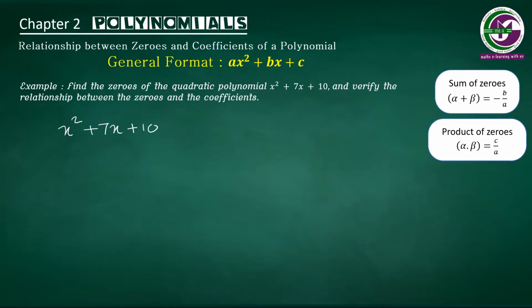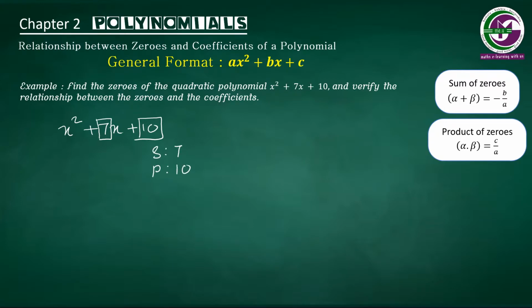So there are different methods to find the zeros. After completing the lesson quadratic equation, you can use the quadratic formula also to find the zeros of the quadratic polynomial. So here I'm using the splitting middle term method. So for that one, I'll take the middle term and the last term, the constant term. Okay. So here the middle term will be taken as the sum of the two numbers. So sum equals 7 and product equals 10.